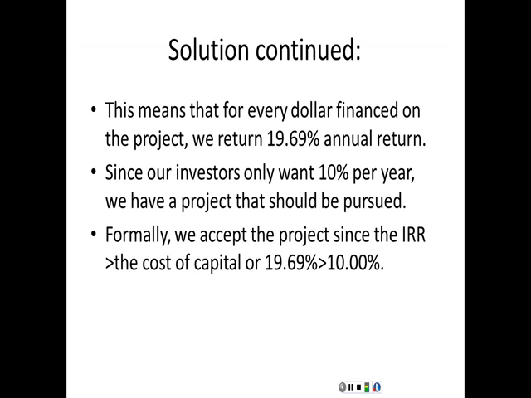So now our decision rule is this. The project has a profit rate of 19.69%. Our cost of capital or financing rate is 10%. So we would accept this project since the IRR of 19.69% is greater than the cost of financing of 10%, which is the cost of capital.